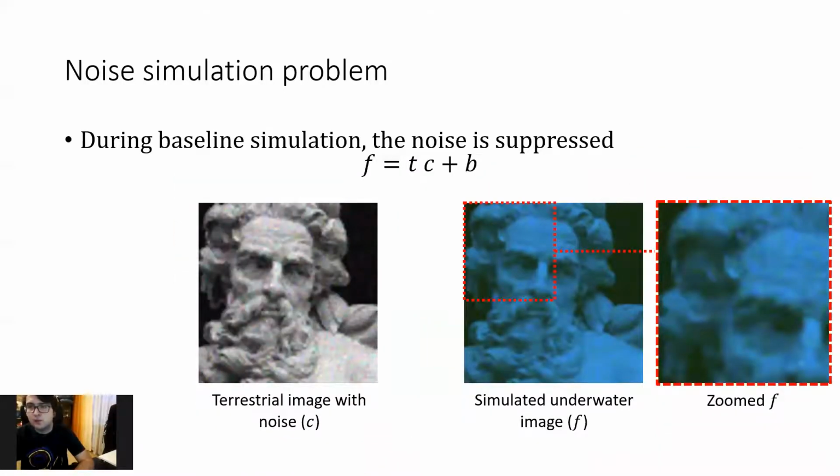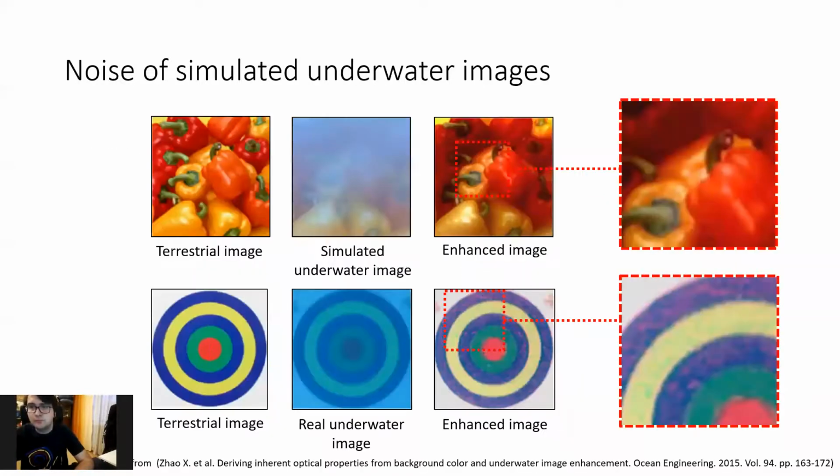In this work, we found that the simulation algorithm used today inaccurately simulates the noise of underwater images, and this simulation error differs for each channel. It is clear that real images have noise, and it is clear from the image formation model that during the simulation, image noise will be suppressed. This slide illustrates this problem.